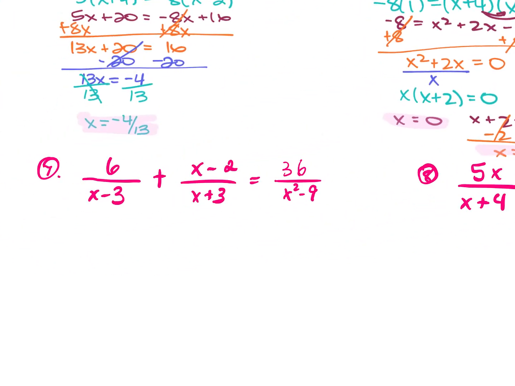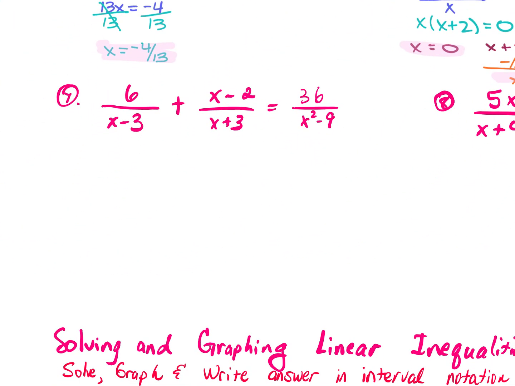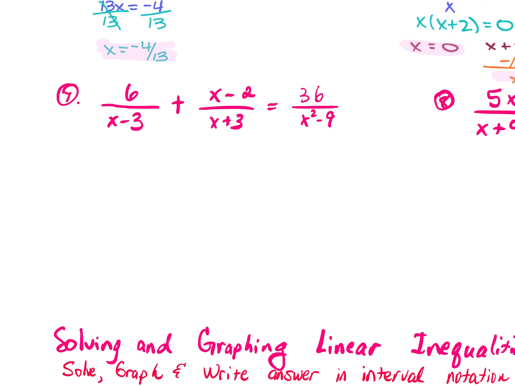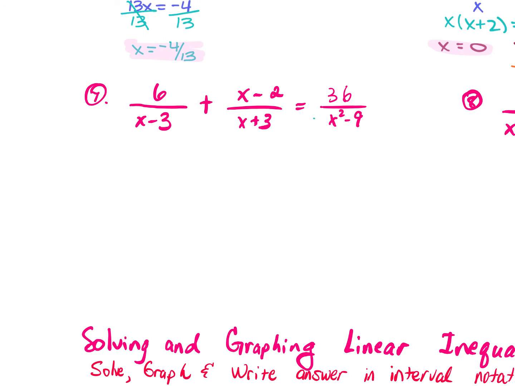For number 7, you have 6 over x minus 3 plus x minus 2 over x plus 3 is equal to 36 over x squared minus 9. That x squared minus 9 is what factored out? So your least common denominator here is what? X plus 3 times x minus 3. What are you going to multiply your first fraction by in order to get rid of the denominator? X plus 3. Okay. So that gets rid of your denominator.